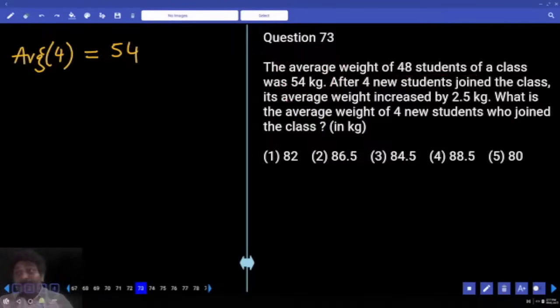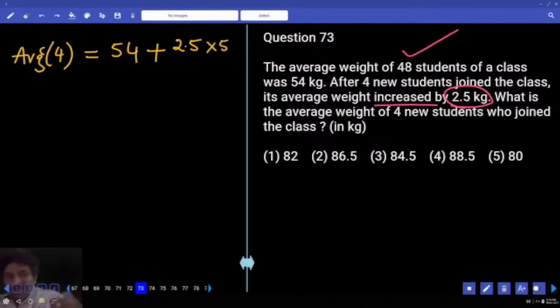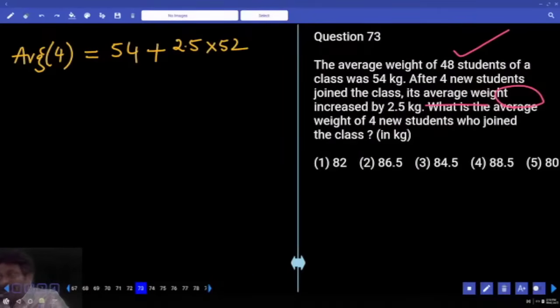But after these 4 people join the group, what happened to the average? It increased. That means the average of these 4 people is more than 54. The average increased by 2.5 for the entire group, not only these 4 people. After joining, there will be 48 plus 4, 52 people. For all these 52 people, the average increased by 2.5.